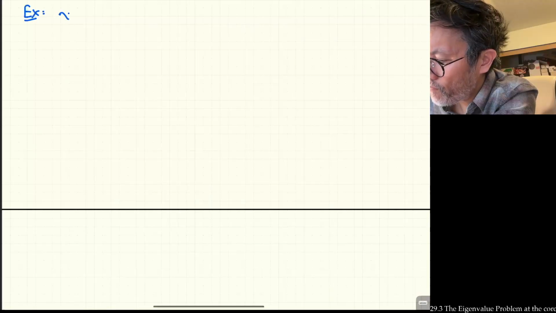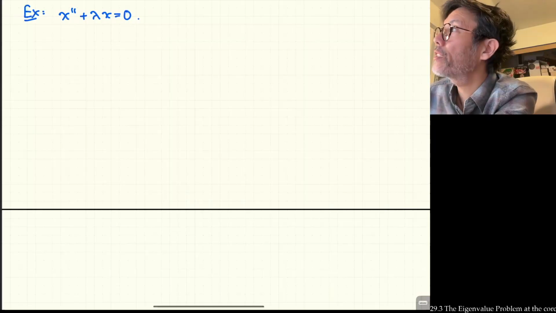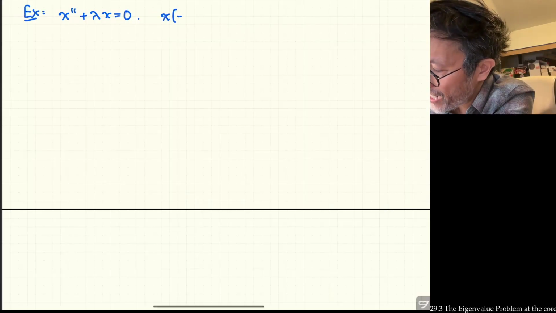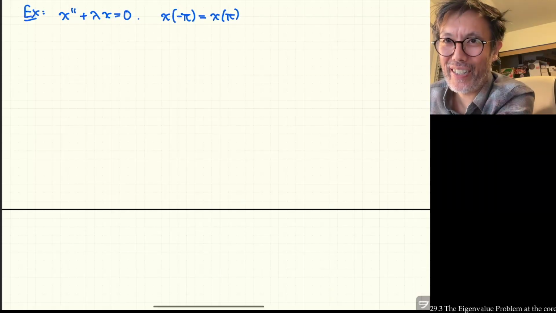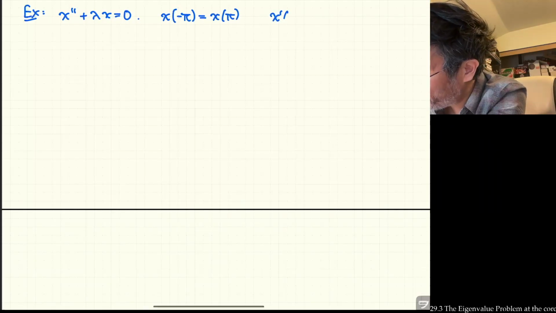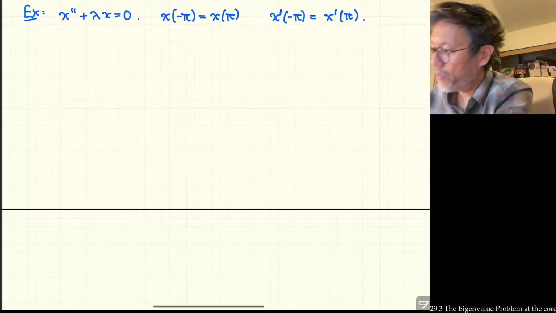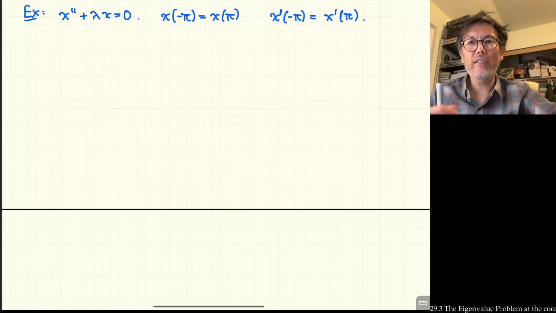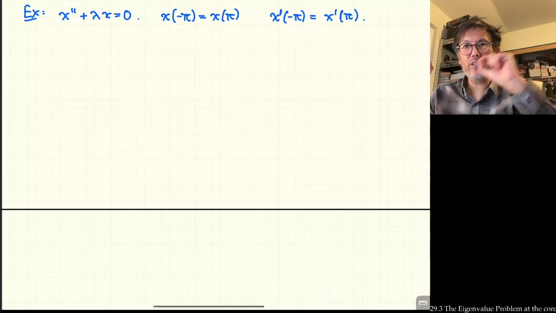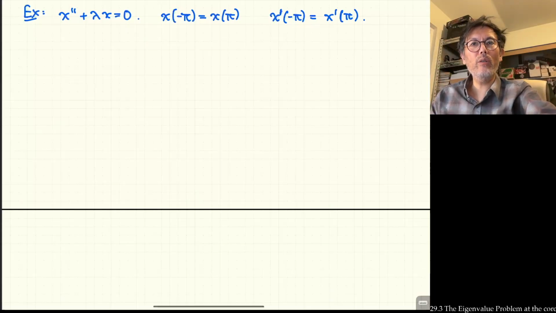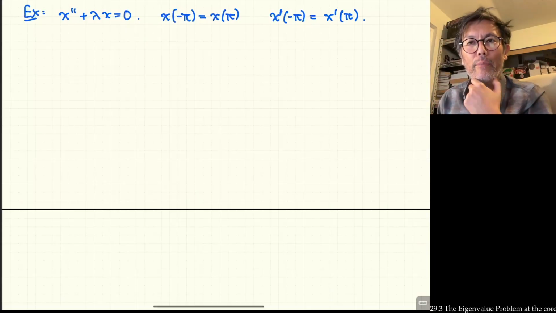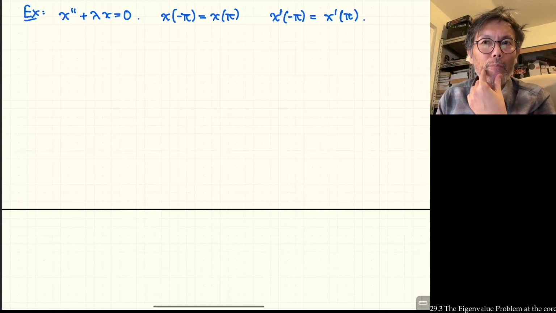Same differential equation, but now boundary conditions are different. It's going to be x of negative pi will be equal to x of positive pi. Okay, and x prime of negative pi will be equal to x prime of positive pi. So not only is x the same in the same position at negative pi and pi, but also its derivatives are the same at negative pi and pi. That's the way to think about what's happening here.